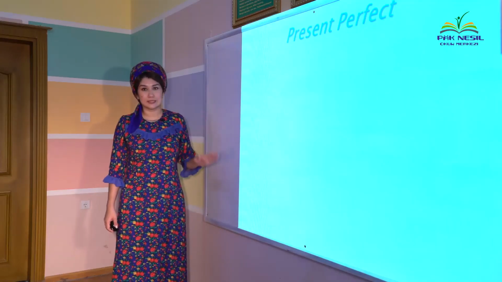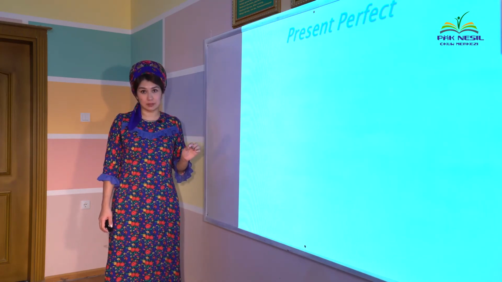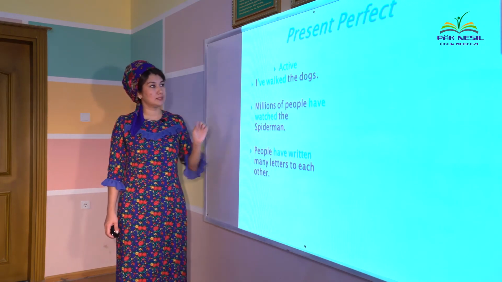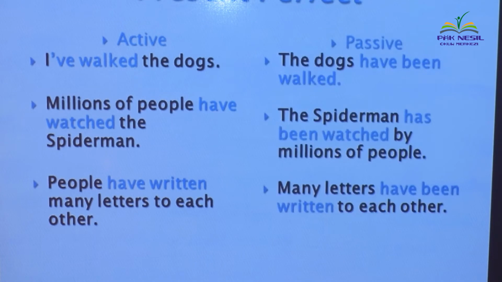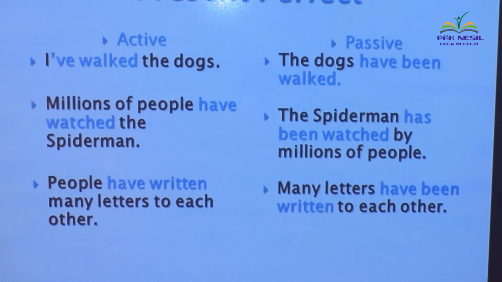So, now let's continue with present perfect tense, yes? And the auxiliary verbs of present perfect tense are have and has, right? Let's look at the sentences in active voice. The same sentences, meaning didn't change, yes, the same one. I have walked the dogs, and how do you think, what is it in passive voice? How can we form it? The dogs have been walked, yes? So we should use the auxiliary verb of the present perfect tense, and that is have or has. Then we should use been, and then after that the past participle of the main verb.